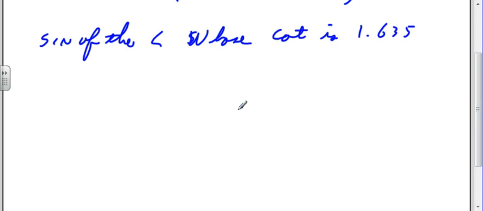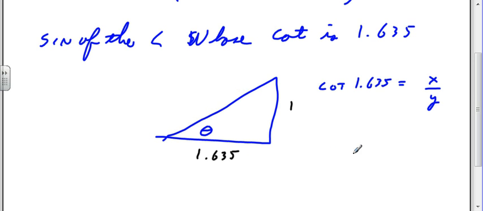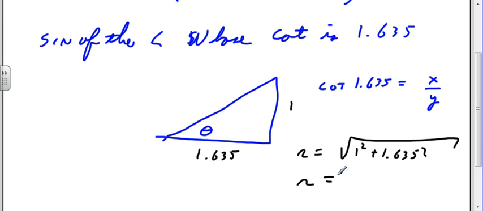All right, so I got this triangle thing, and there's my angle, and if the cotangent is 1.635, that's x over y. So y could be 1, and x could be 1.635, in which case r would be the square root of 1 squared plus 1.635 squared. And I just find that number.